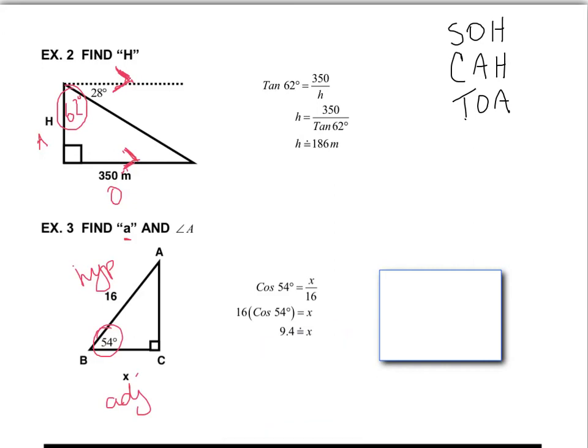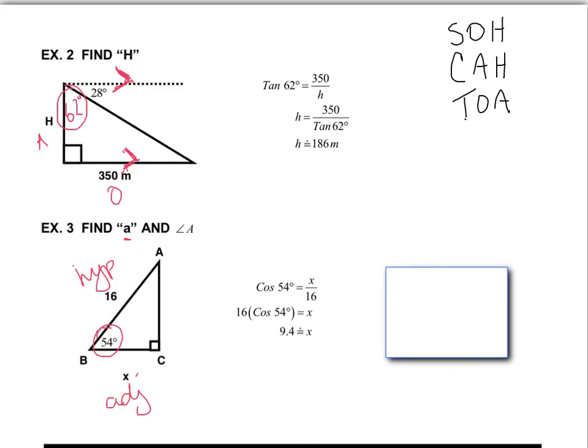Now we have to go. They also told us to find angle A. Be very careful of this on a test. A lot of times people do all the work to find little a, and they forget that it was a 2-part question, and they lose half the marks. So let's go and find capital angle A.